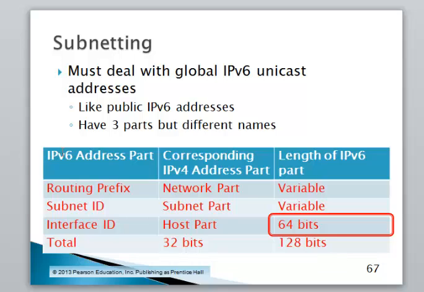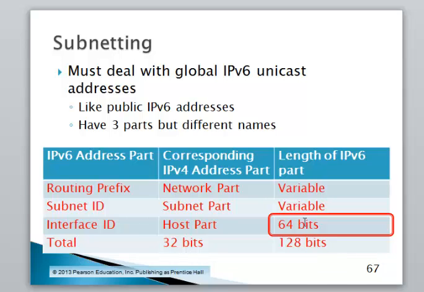So remember in version 4, we said there were three parts. There's a network part, a subnet part, and a host part. In IPv6, you also have three parts, but they have different names. There's a routing prefix, a subnet ID, and an interface ID. Here, those three pieces have to total up to 32 bits. Here, they can total up to 128 bits.